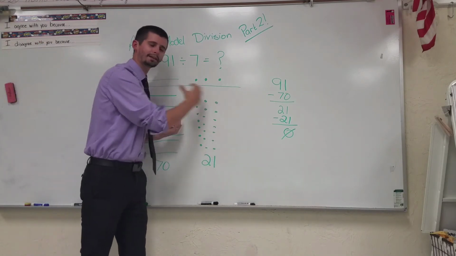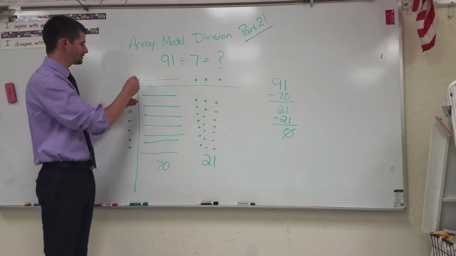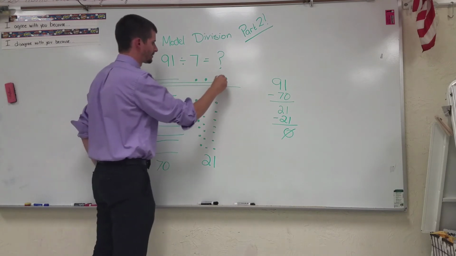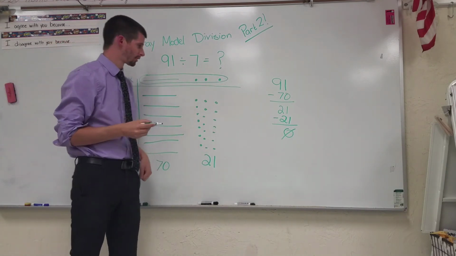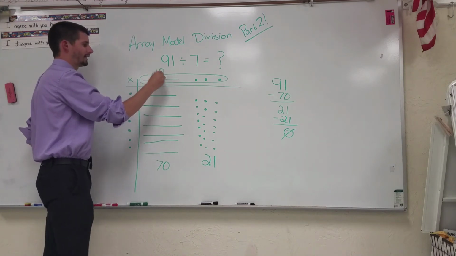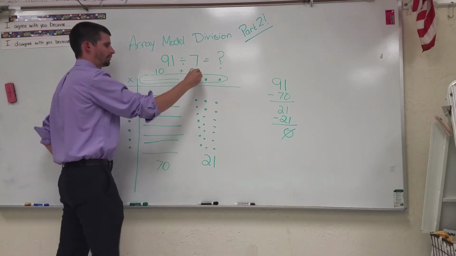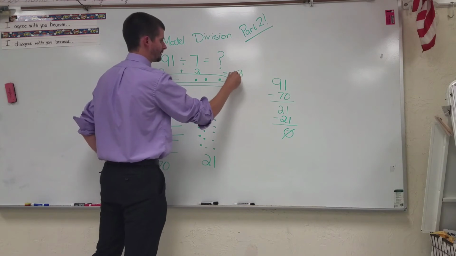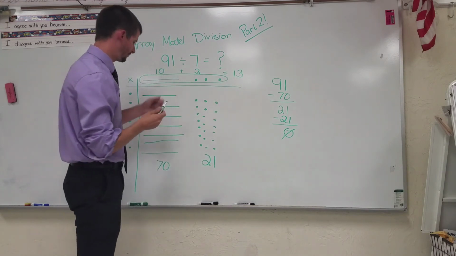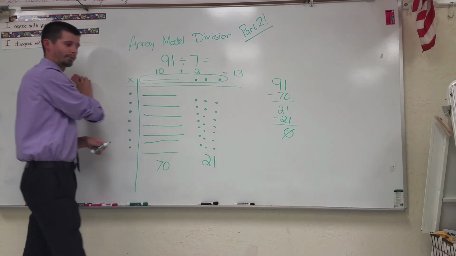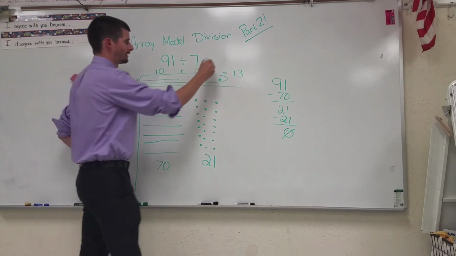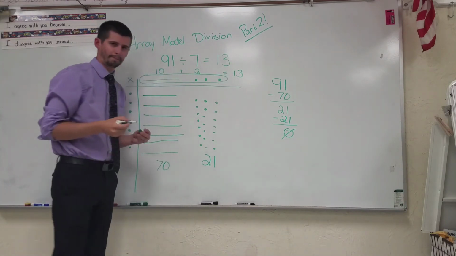Once we get to that point, our quotient is this number right here. So I have a rod, which is 10, and 3 ones. So that would be 10 plus 3. That would give us 13. So our quotient, our answer to the problem, 91 divided by 7 is 13.